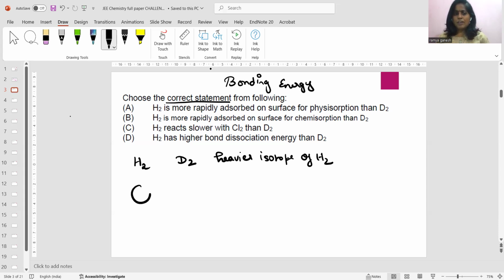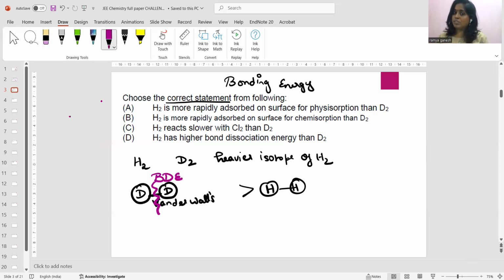Is that so? If this is deuterium, we know the van der Waals force of attraction is definitely more compared to hydrogen, isn't it? So if the force of attraction is quite more, what do you expect? The amount of energy to break this bond, what you call bond dissociation energy, definitely should be greater. But option D says that hydrogen has higher bond dissociation energy than deuterium. Definitely, it's not the correct statement.